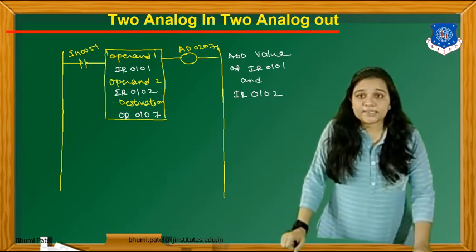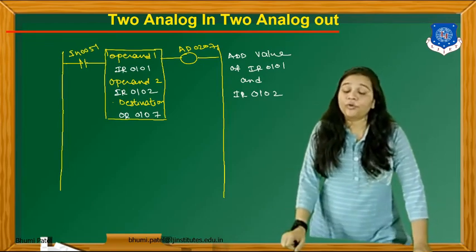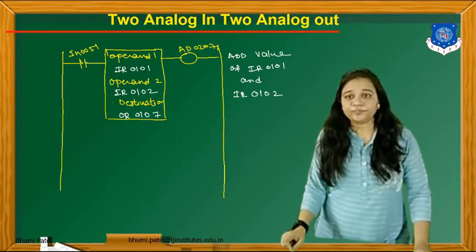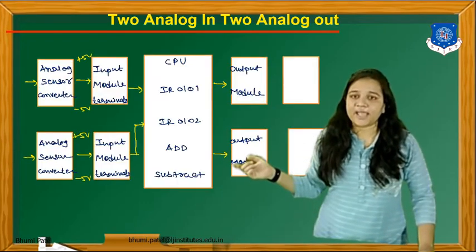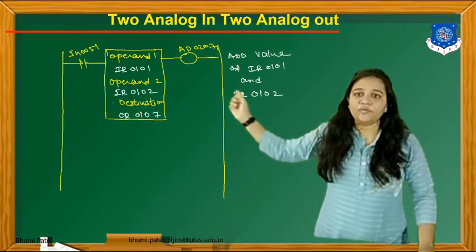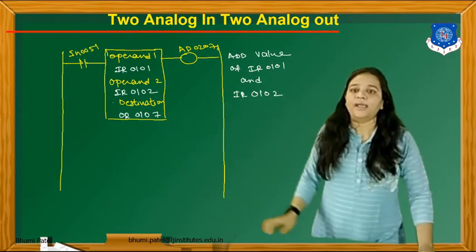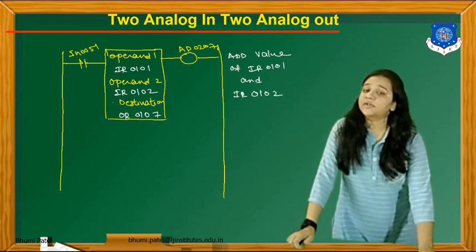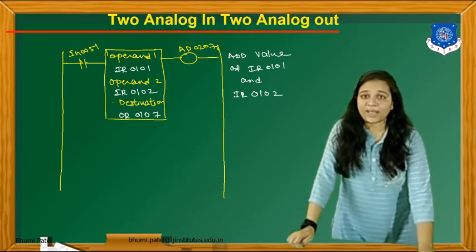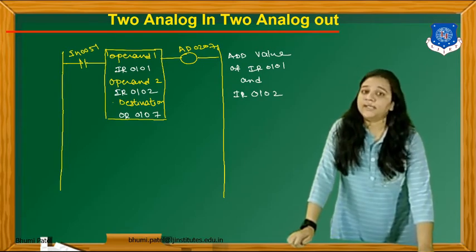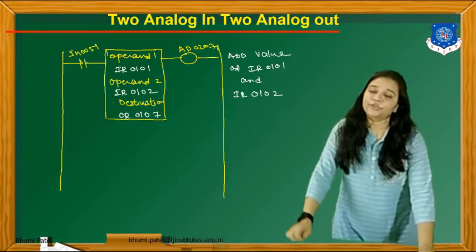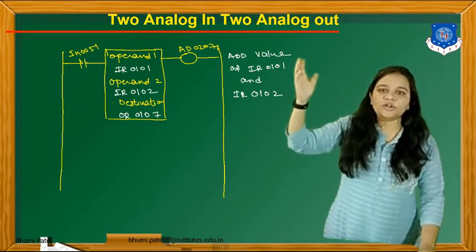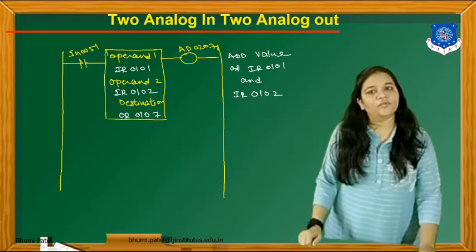Okay, and what is the format of the addition? You have to take 2 operands, operand number 1, operand number 2, that is given in this diagram, IR0101 and IR0102, and we have to store this value into the OR0107. Input is applied, addition function is AD0207. So using this rung we have to add the value of IR0101 and IR0102.